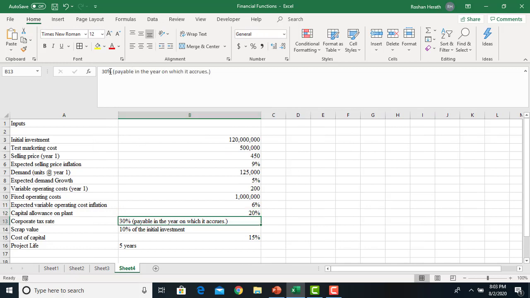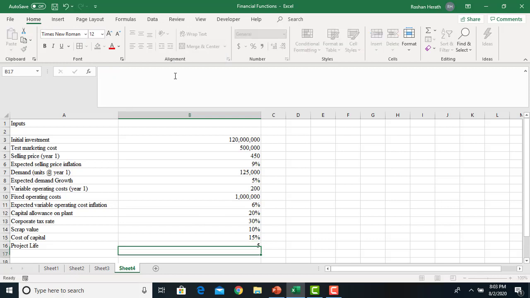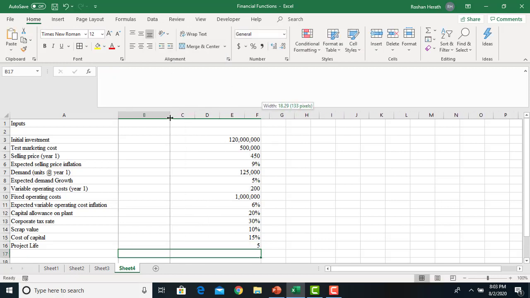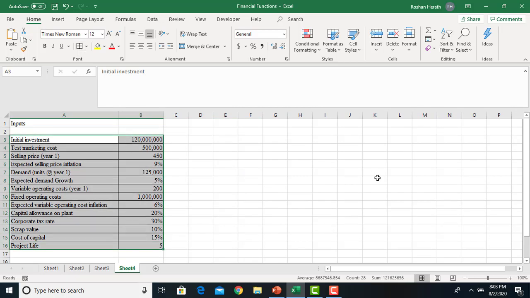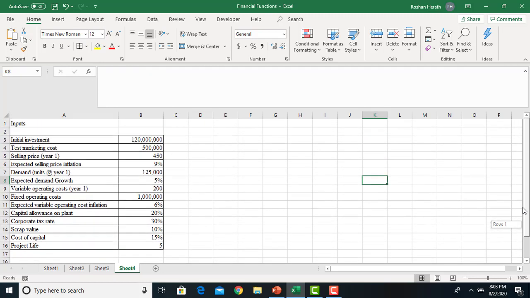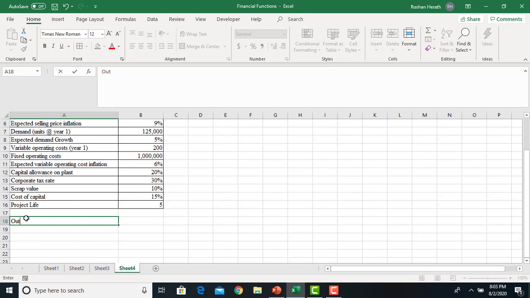Capital allowance fine. The corporate tax rate, get rid of that. The 10% of the initial investment, the scrap, cost of capital fine, project life 5 years. Right, this is basically the inputs that it takes for the project appraisal. Here you have the comprehensive input. Then you need to get into the output. So how about the output? So here you need to plan your output.